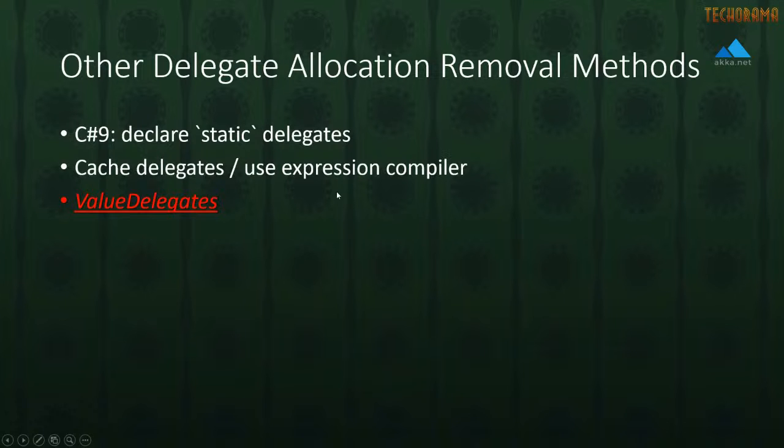The other technique we can use to eliminate delegates is to simply cache our delegates or use the expression compiler. We do this in several areas on the internals of Akka.net, in places where we can't inline and we can't use static delegates yet because we're targeting .NET Standard 2.0 inside Akka.net 1.4. The other technique we can use that's very fun is what's called a value delegate, which I'm going to show you next.